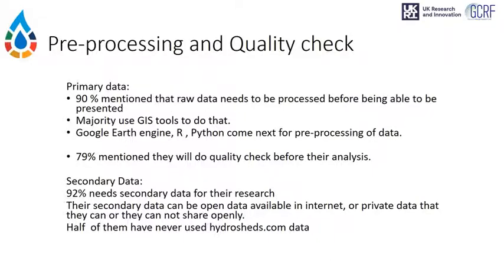So this is about the pre-processing and the quality check. The first step in data management is processing of the raw data. Almost 90% of the participants claim that they need to process the data before presentation. They use different tools to do that, but the main ones are GIS software, Google Earth Engine, R, and SPSS. 79% mentioned that they will do quality control for the collected raw data. This is really important. When we want to have a fair and proper data management platform, we need to do the quality control for all the data, and we have to remove all the outliers from our raw data and process data.